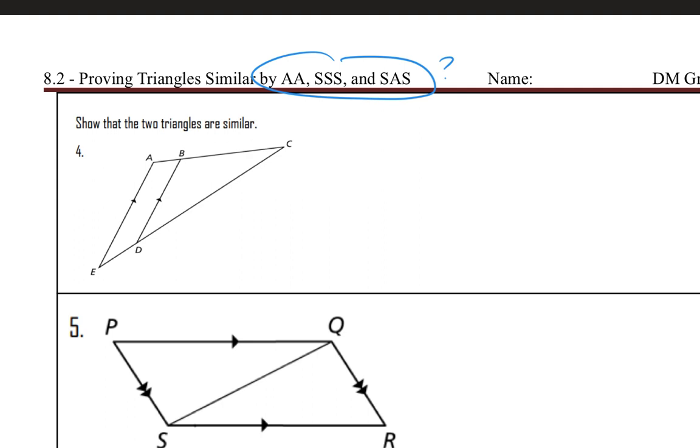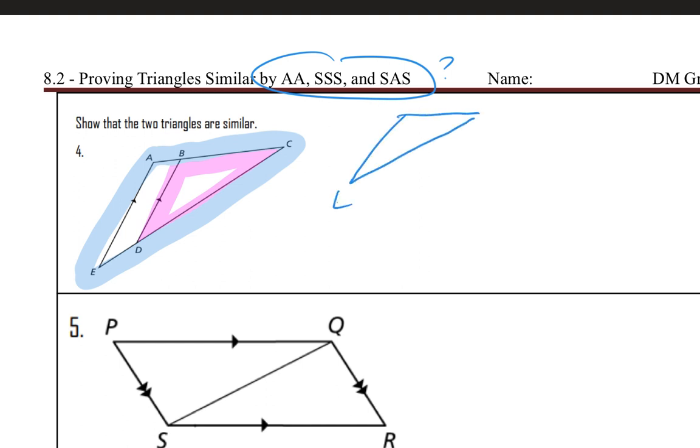First off, let's think of these as two separate triangles, right? That's one triangle, and the blue one is the larger one. We can think of it like this, and we can say that's E, A, C. Then there's a smaller version like this, and that's still C, but that one's going to be D, and this one's going to be B. Hopefully that makes sense.